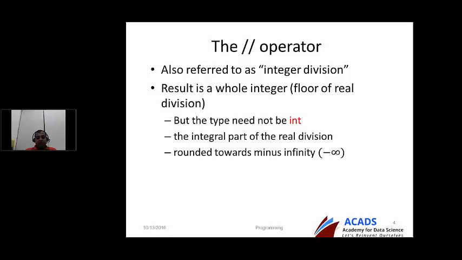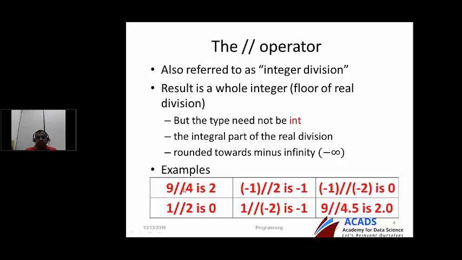We'll look at some examples. 9 integer division by 4 is 2, because if you do a real division, you will get 2.25 here. The last example is also interesting. 9 divided by 4.5, the result of integer division will be 2.0, because 4.5 times 2 is 9. However, we want the integer part of the result, which happens to be 2.0. 1 integer division by 2 is 0 and so on.